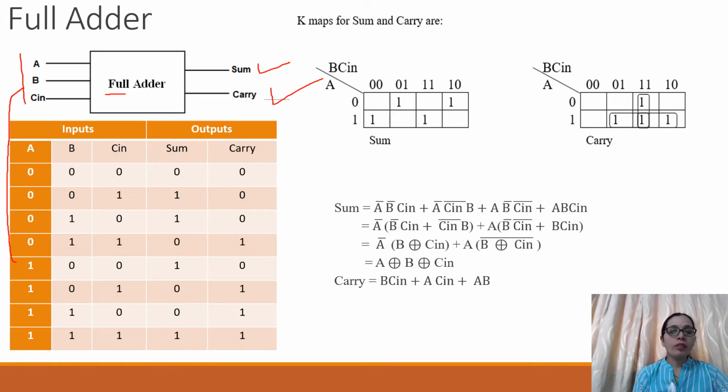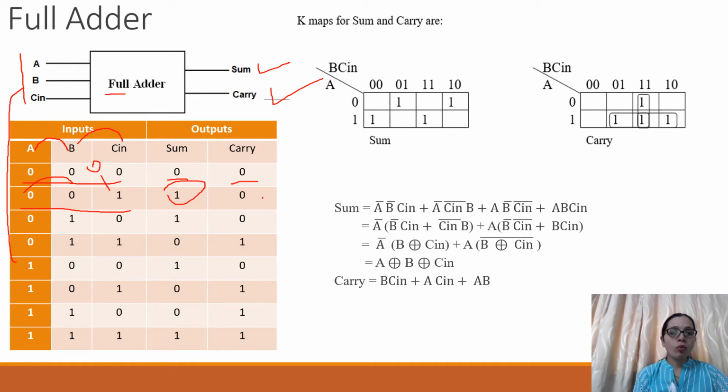How are these outputs obtained now? You can add A plus B first, and then whatever is the result, you can add to the previous carry. So first combination is all 0, therefore 0, 0. Next is 0, 0, 1. So 0 plus 0 is 0, 0 plus 1 is 1, and carry 0. Like this you can trace the remaining.